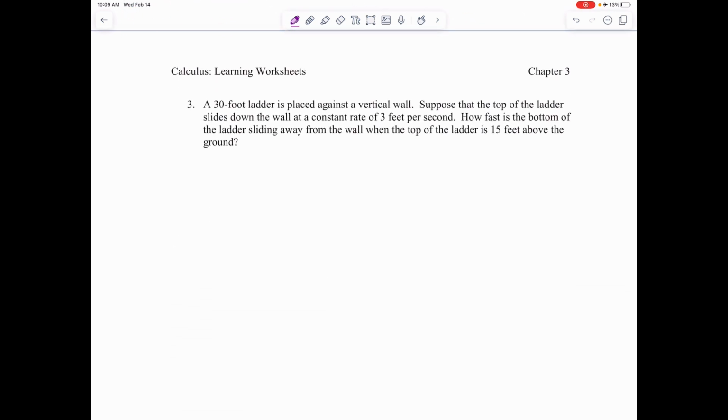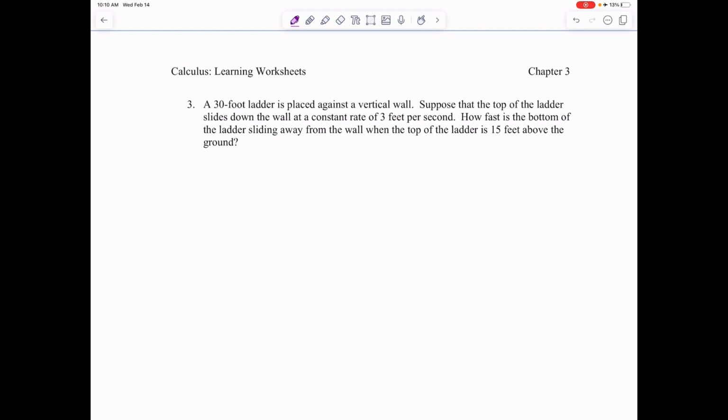A 30-foot ladder is placed against a vertical wall. Suppose that the top of the ladder slides down the wall at a constant rate of 3 feet per second. How fast is the bottom of the ladder sliding away from the wall when the top of the ladder is 15 feet above the ground?